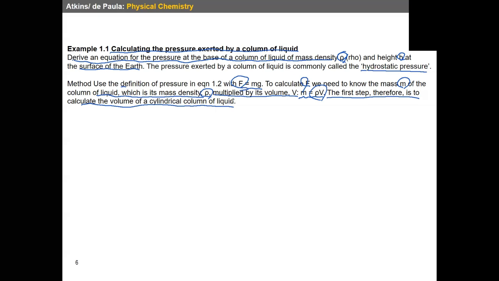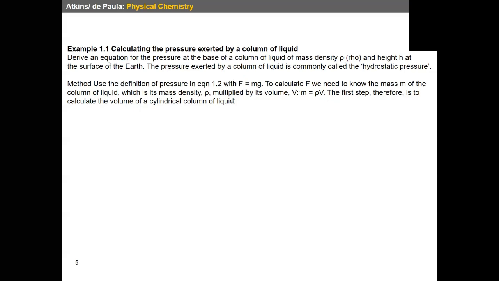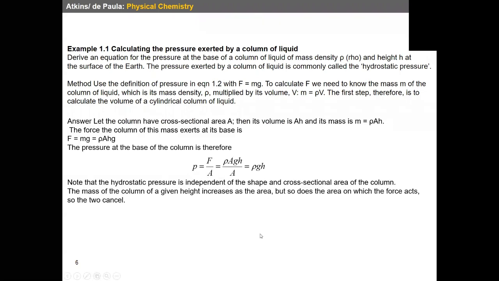I'll give you just a few minutes, and please solve this example. I think you can take your own time. You can just pause this movie clip and solve these things. Anyway, let's solve it together.